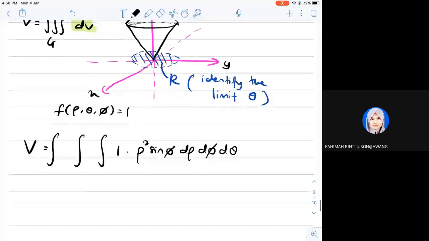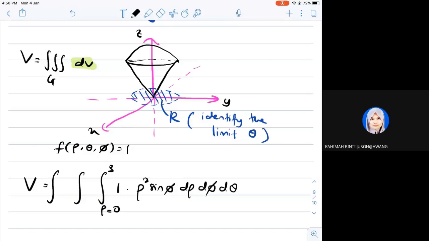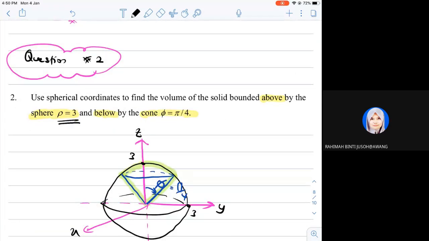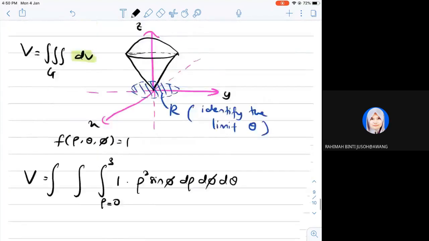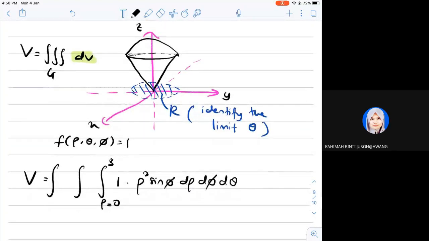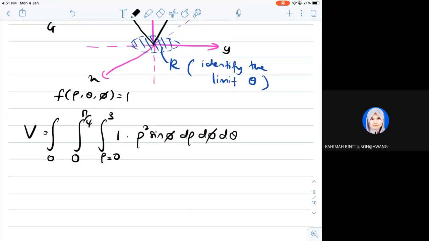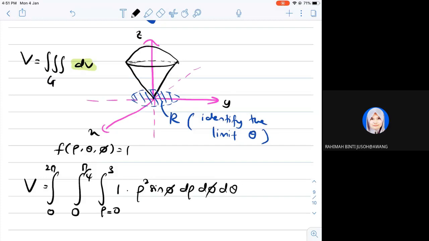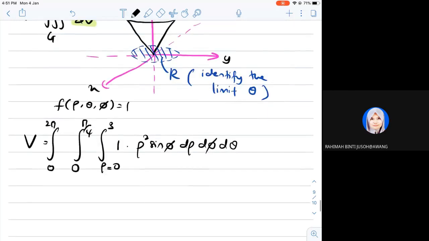Okay, so now we put in the limits. Rho from 0 until 3, because we have rho equals to 3. So 0 until 3. How about phi? Limit of phi from 0 until pi over 4, yes, pi over 4. How about theta? 2 pi. Yes, good. Theta from 0 until 2 pi, because we have a complete ice cream cone, it is fully round. So that's why from 0 until 360 degrees, so we have 0 until 2 pi.